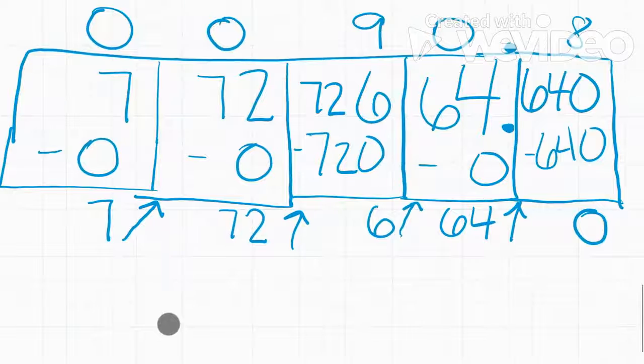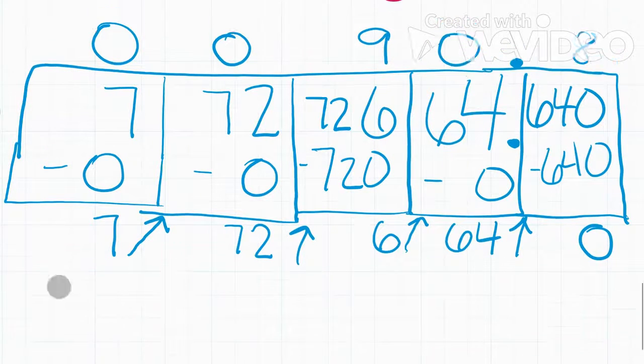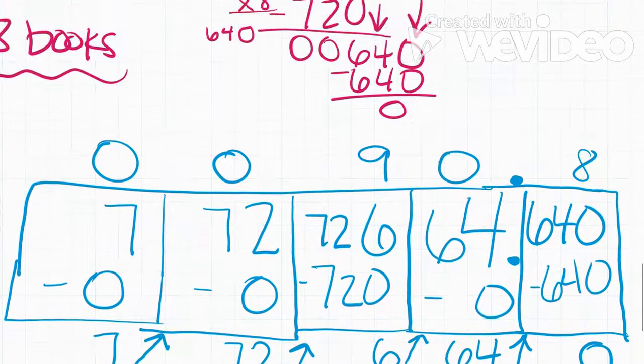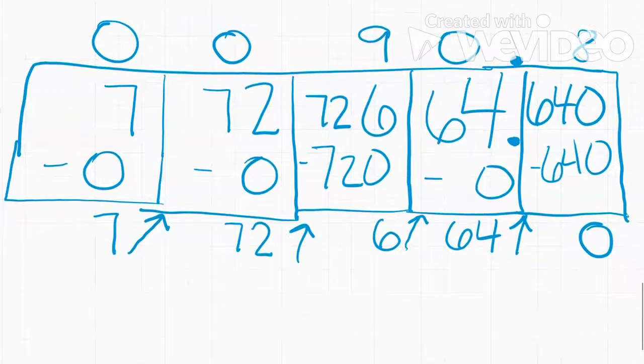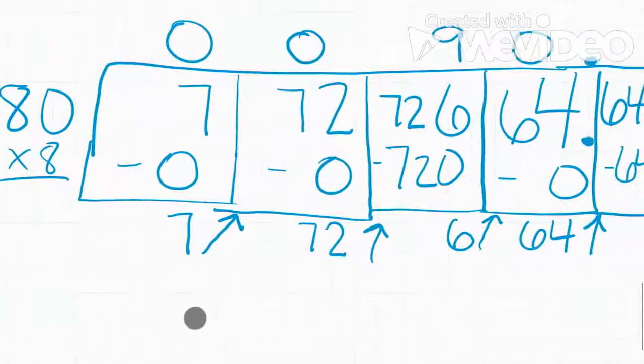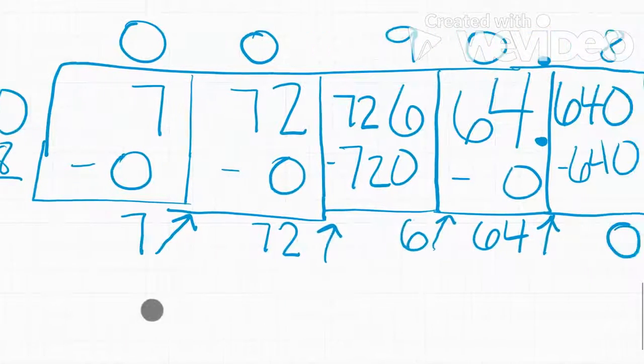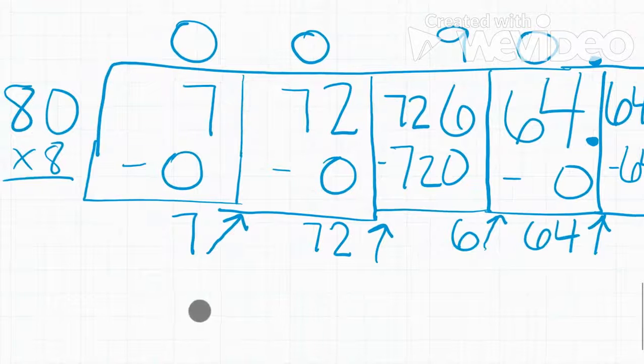This is the box method. If you do not like the box method, you do not have to do it. But if you do like the box method, I'm going to continue to show examples using this. So use this to help you.